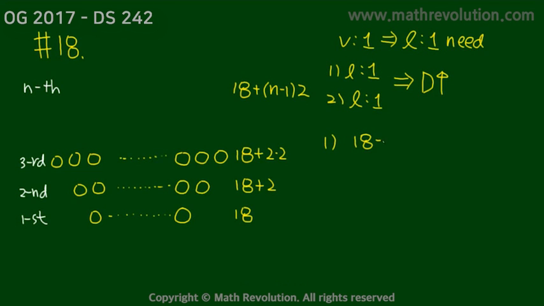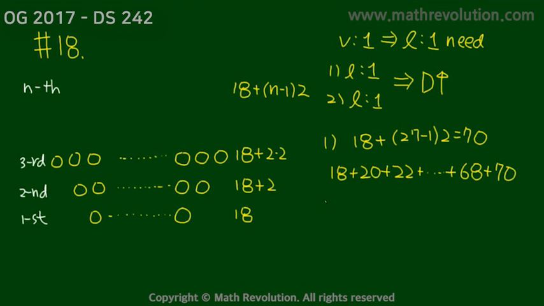there are 27 rows in the theater, which means n is 27. So 18 plus (27 minus 1) times 2 is 70. When we compute this out, it's 18 plus 20 plus 22 plus all the way to 70. And this is an arithmetic sequence sum. So the way to do this is we take half of the number of elements in the sequence times the first element plus the last element.